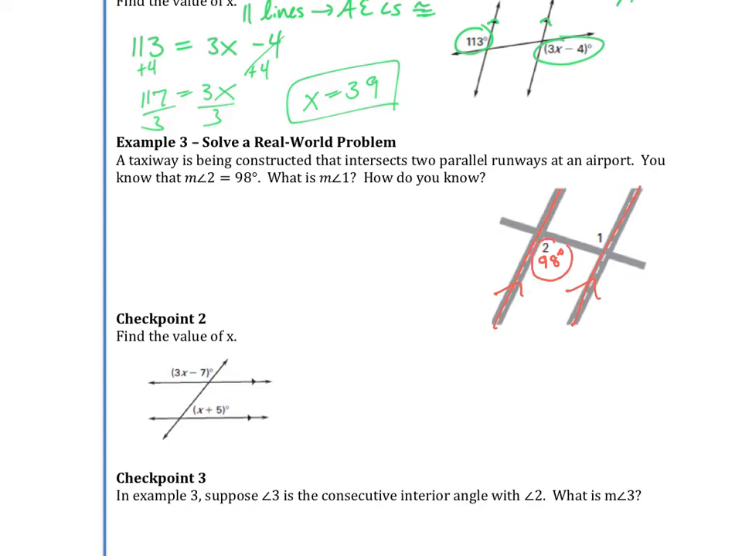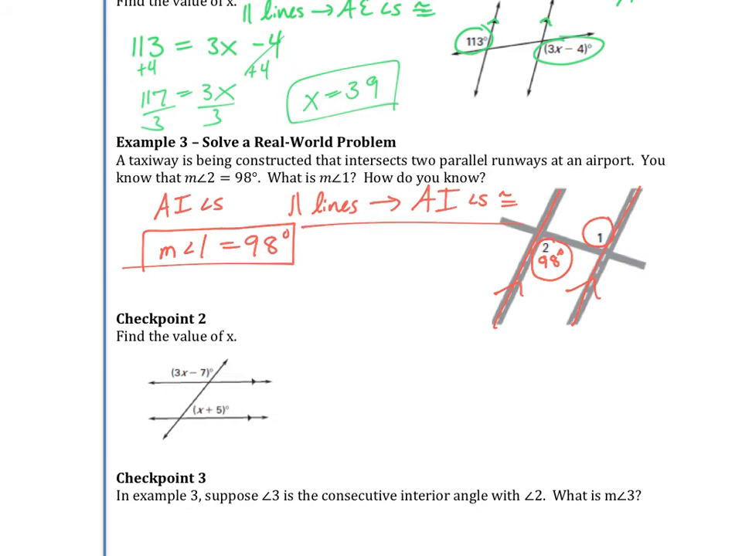Well, what kind of angles are these? Are they inside or outside? So these are inside the two parallel lines. These are alternate interior angles. So we would say parallel lines imply alternate interior angles are congruent. So we'd say the measure of angle 1 is also equal to 98 degrees, because they're alternate interior angles and the parallel lines would imply that they are congruent.